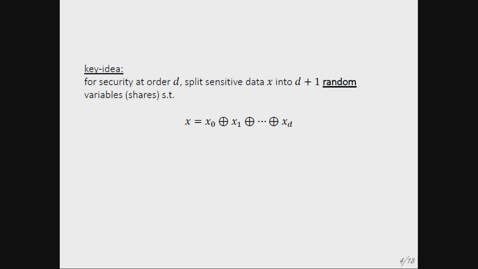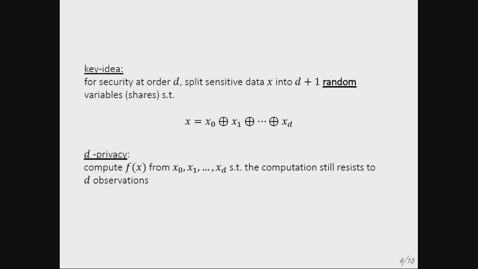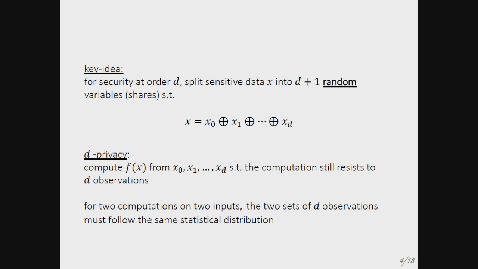So that's good for protecting your sensitive value x, but what you want as a cryptographer is to compute on this value x. So you want to compute a function f of x, and you still want this operation to be secure. So you want the privacy of this function. You want to compute f of x from these shares in such a way that no adversary can once again get information about what's going on. Formally, what you want is that for two different inputs x and y, you want the distributions of both sets of observations made by an attacker to be the same.